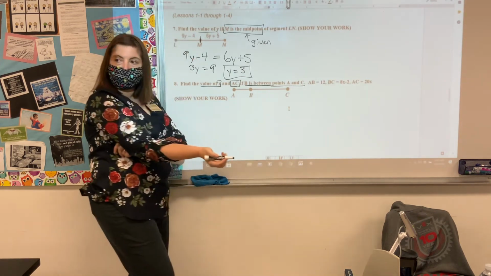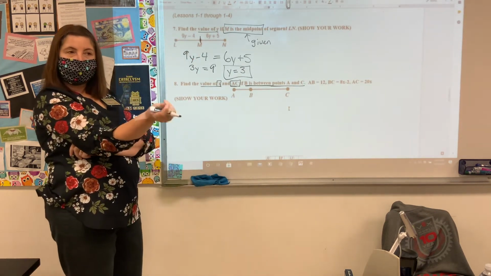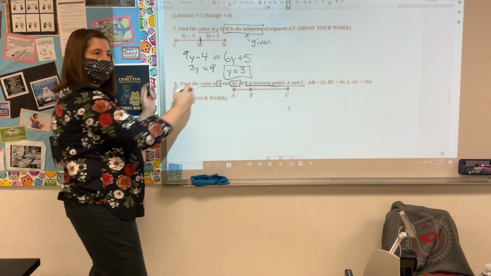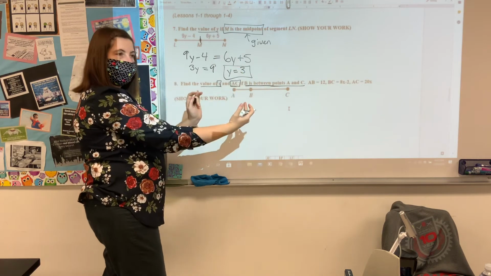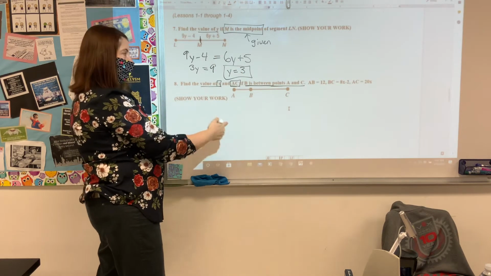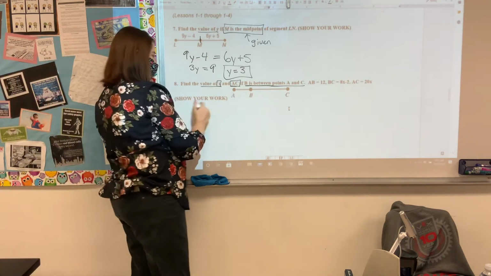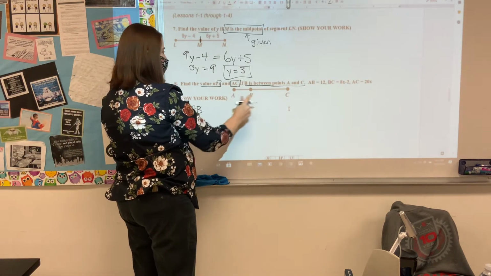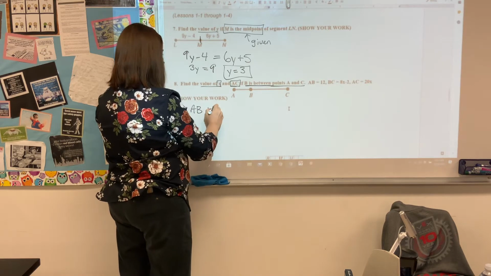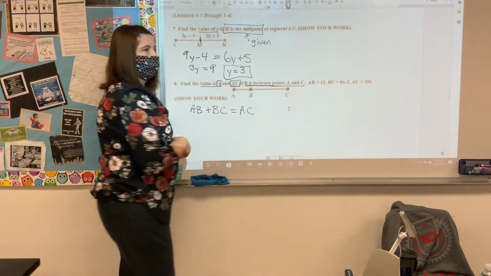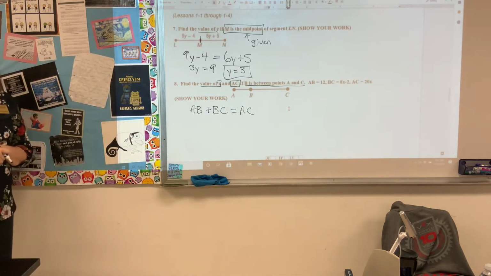So I cannot say that AB equals BC. That's not true. But just like that ruler one earlier where we knew one part and we needed the whole thing and we could figure out that other part, we're going to do the same thing here. This part plus this part together will equal the whole thing.